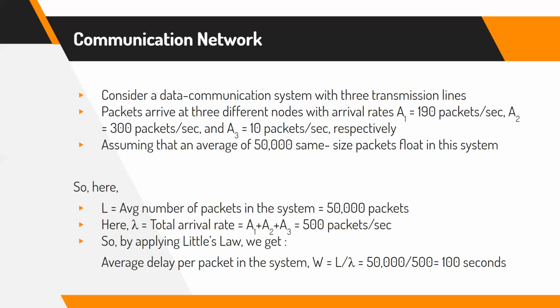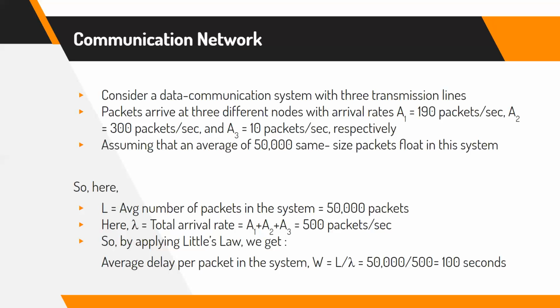So again, we can use Little's law. For applying Little's law, the L we use would be the average number of packets in the system, which is 50,000, and the total arrival rate to the nodes would be the sum of A1 plus A2 plus A3, which is 500 packets per second. Then applying Little's law, we can find that the average delay per packet in the system, W, is given by W equals L by lambda, which is 50,000 divided by 500, and which we get to be 100 seconds. And this can be useful for modeling the communication system, and taking care of various factors which depend upon the average delay.